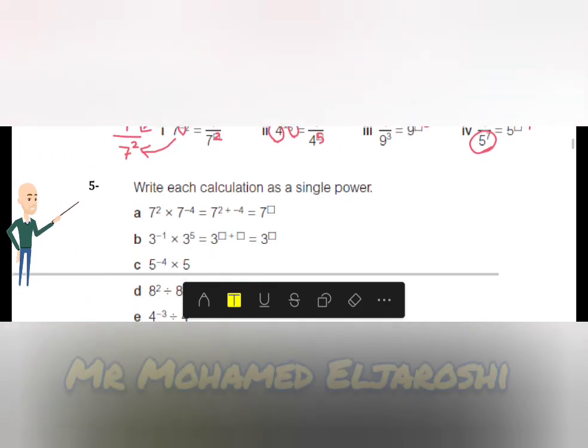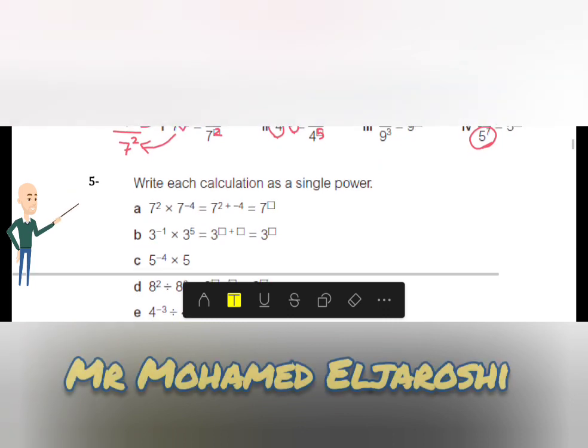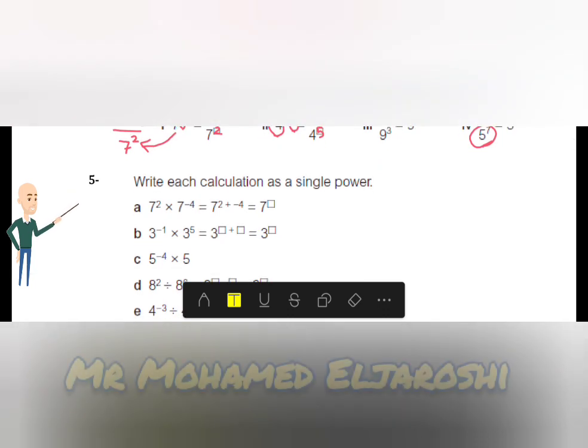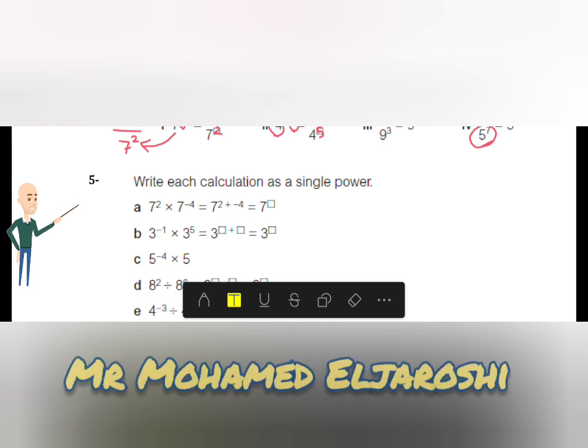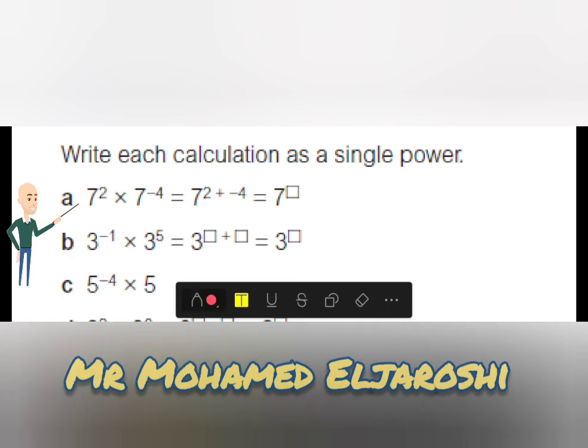Question 5. Write each calculation as a single power. Now we're going to take a look at the questions and we will answer them together. Before, we studied that if you're multiplying the same base number, you just add the powers. So if you're multiplying the same base number, you add the powers together.